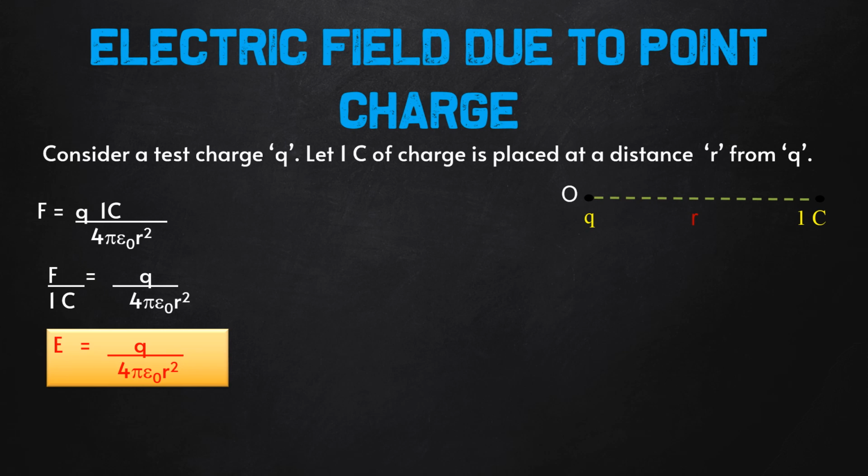So, it is very clear that the electric field intensity is inversely proportional to r square. On plotting a graph between electric field intensity and the distance r, we observe that the electric field intensity decreases with respect to the distance, and it is illustrated in the diagram.